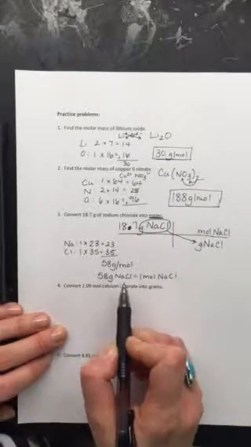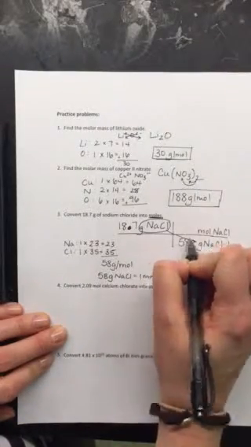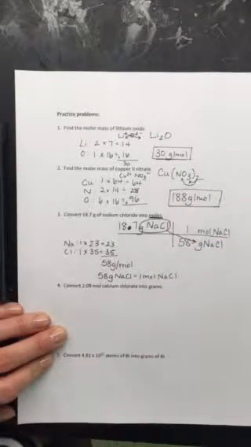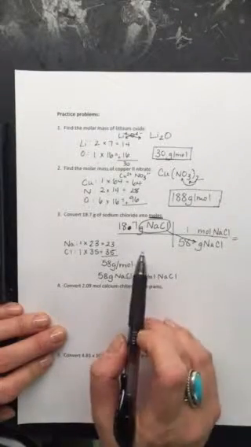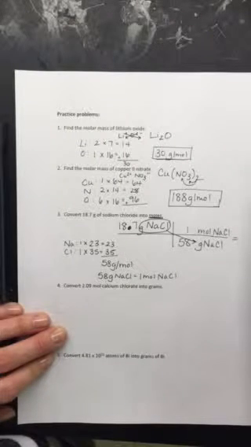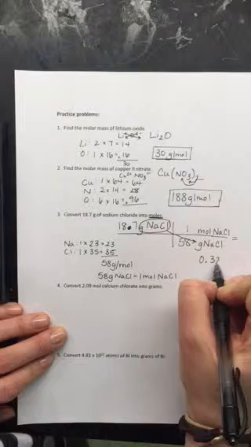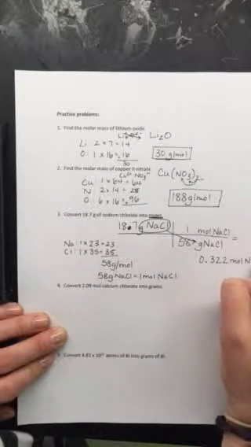So now this is what we want to plug in to our grid here. 58 is going to go on the bottom because that refers to the grams. 1 is going to go on the top. That refers to the moles. So we're taking 18.7 dividing by 58. And if I type this in my calculator here, 18.7 divided by 58, we're going to get 0.322 moles sodium chloride.